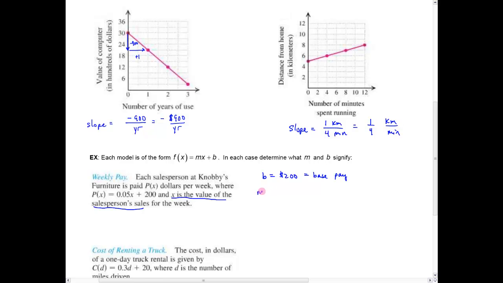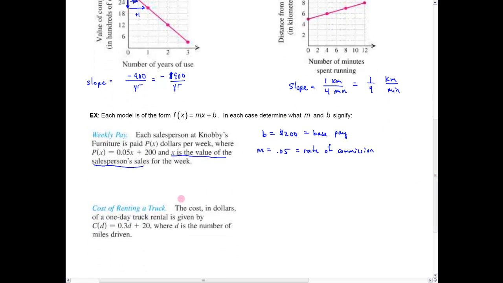And then my slope here would be 0.05. And so if they, for example, sold $100 worth of things, then they would get 5% of that. And so this is a commission. So that would be the rate of commission that they're being paid. So again, the slope is always some sort of a rate, and the y-intercept is some sort of a base amount.